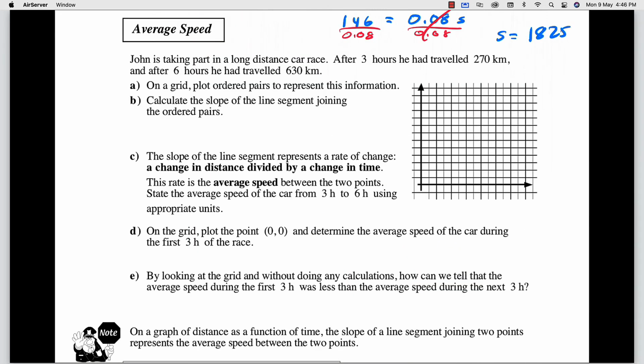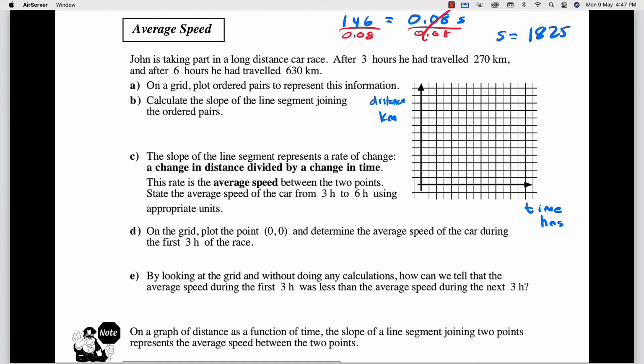Okay, one last part. We're looking at average speed here. So speed is going to be some distance per time. It says John is in a race, and after 3 hours, he has traveled 270 kilometers, and after 6 hours, he's traveled 630 kilometers. So on a grid, plot those 2 points. Okay, so time is always going to be on the x, and in this case it's going to be in hours, and distance is on the y, and it's going to be in kilometers.